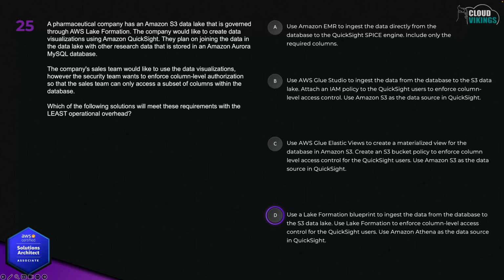The correct answer here, again with the least operational overhead, would be D. Use a Lake Formation blueprint to ingest the data from the database to the S3 data lake. Use Lake Formation to enforce column-level access control for the QuickSight users. Use Amazon Athena as the data source in QuickSight.